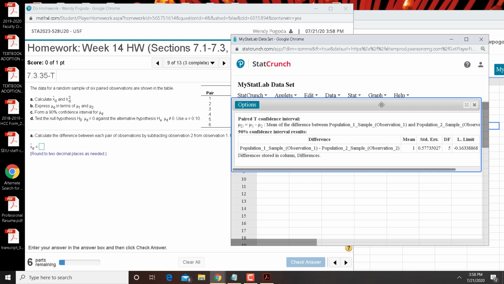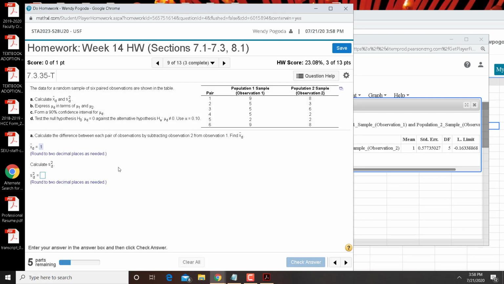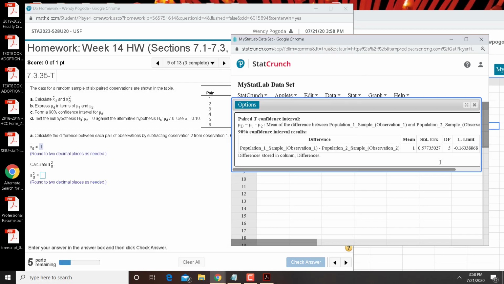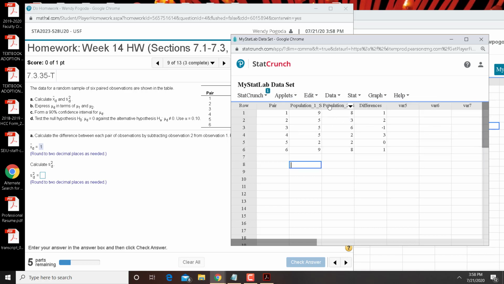This doesn't directly help us with all of part A, but we do have some of the information from part A. We can see that the mean difference is 1. So let me write that down. Great. However, it doesn't give us the variance. It gives us the standard error, which is similar, but remember the standard error is the standard deviation divided by the square root of the sample size. We don't want that. So, all right, let's just close this out for now.